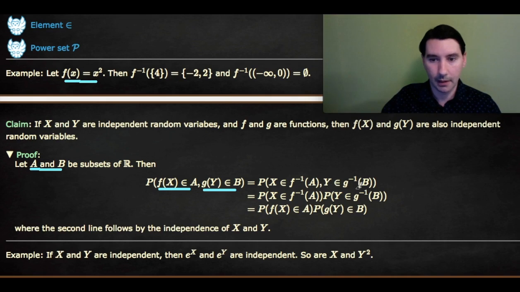And since X and Y are independent, no matter what these two sets are, by independence, this equals the product of the probability that X is in f inverse of A and the probability that Y is in g inverse of B. And this is the same as the product of the probability that f of X is in A and that g of Y is in B, showing that f of X and g of Y are independent by definition.